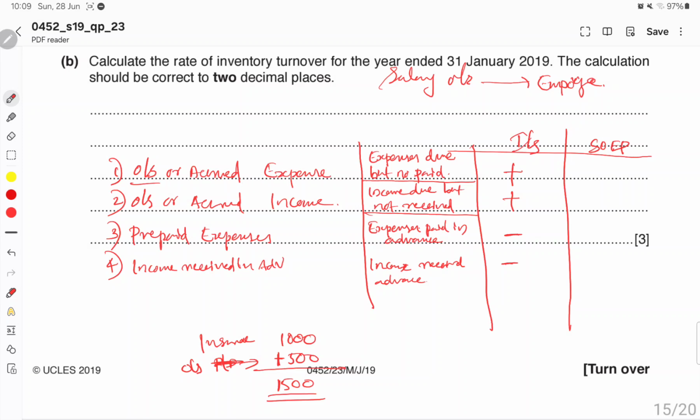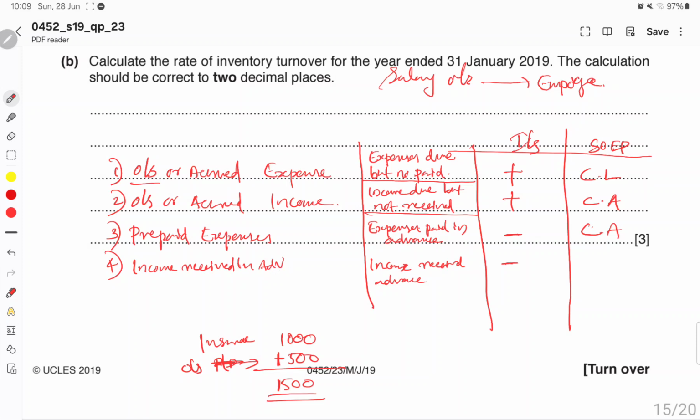Outstanding means we know that it's our responsibility to pay, so it's a current liability. Income means what? We have to get it, isn't it? So anyway we will get it, so it is a current asset for us. Prepaid expenses means what? We paid it in advance, isn't it? So next year we don't have obligation or responsibility, so we are safe. So that is an asset for us. Next year we don't need to pay.